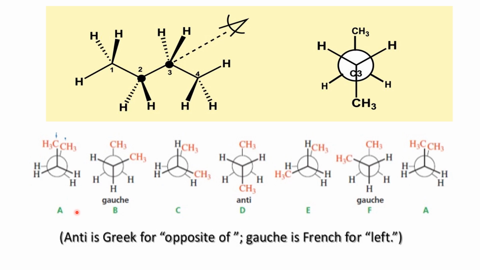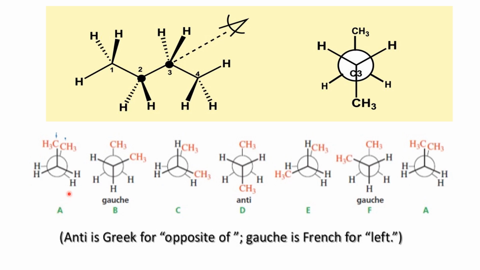So, along the C2, C3 carbon rotation, an infinite number of conformations are possible for the butane molecule. Among these, the most important three conformations are the gauche form, the anti form, and the eclipsed form. That we will discuss one by one.